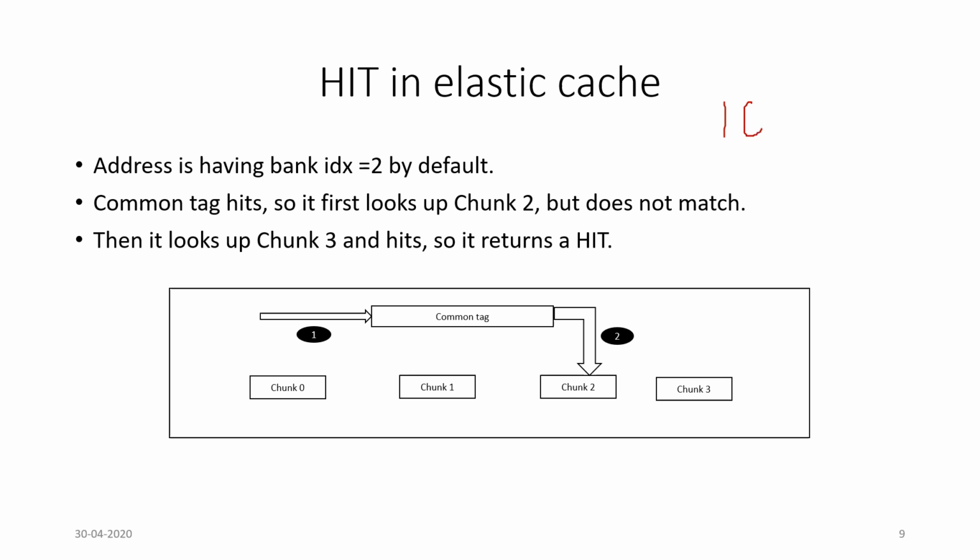Now let's say the sector ID of the requested address is 2. So first of all, it will look into chunk 2. If it matches there, then good. For this example, it does not match. So it will look into the next chunk, which is chunk 3. If it matches there, then it's good. For this example, it matches, so it's a hit.